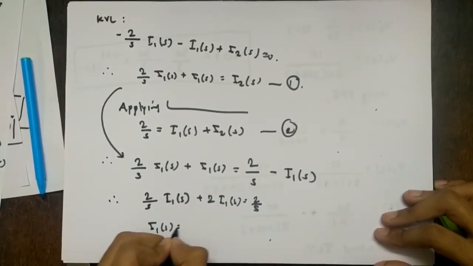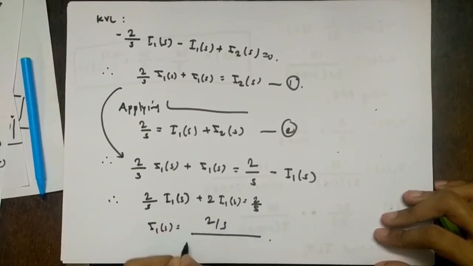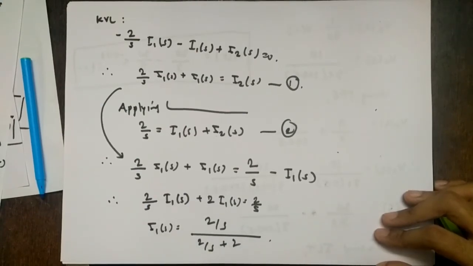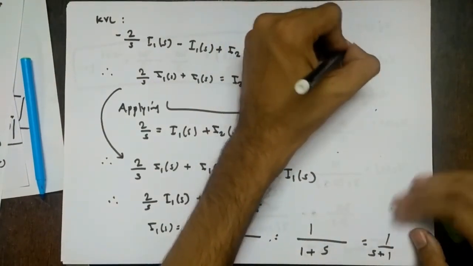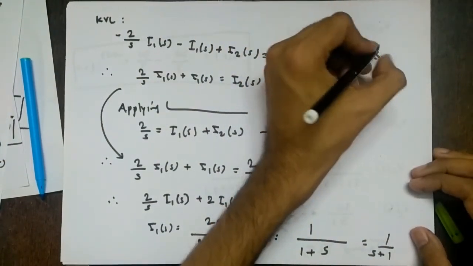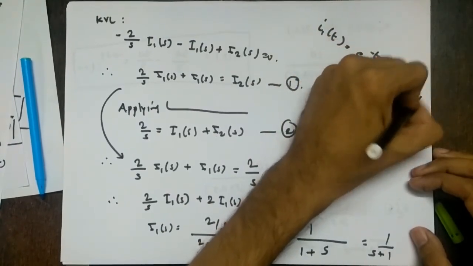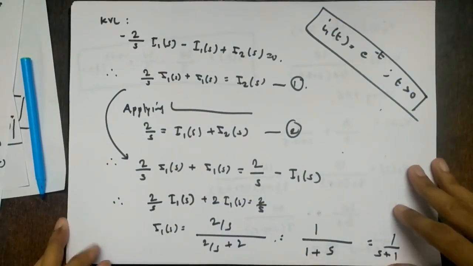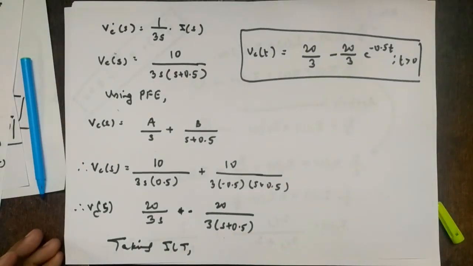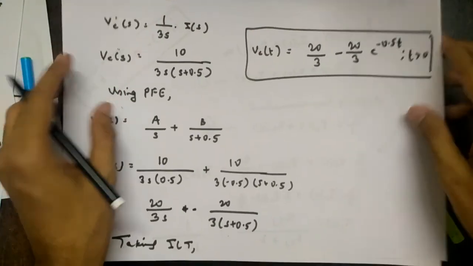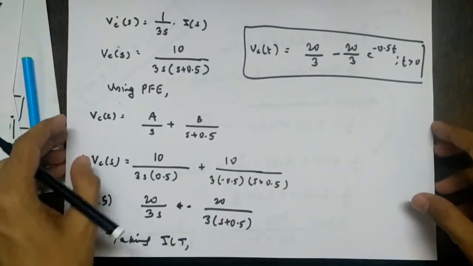So what is I1 of S? It is 2 upon S, upon 2 by S plus 2. I multiply by S by 2, so it will be 1 upon 1 plus S. So it is nothing but 1 upon S plus 1. So what will be I1 of t? E raised to minus t for t greater than 0. So actually it becomes simpler in this way. If you want, you can use the KCL method also, but it will take a longer time in this particular example. Okay, so we'll stop here.